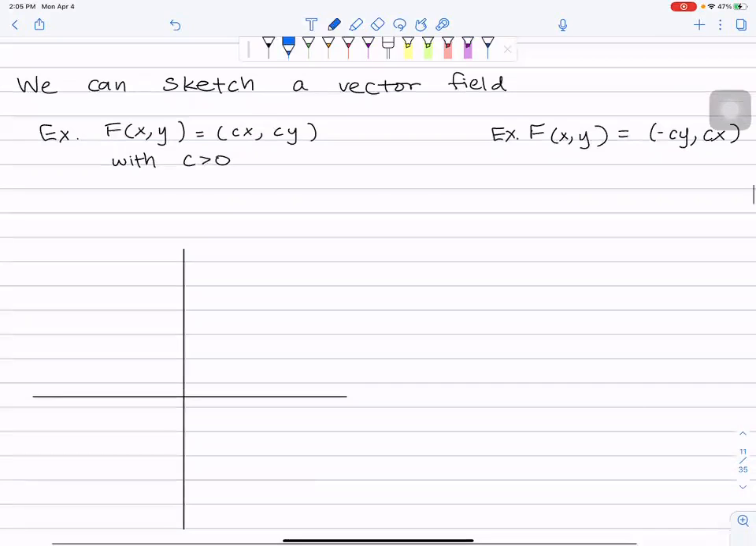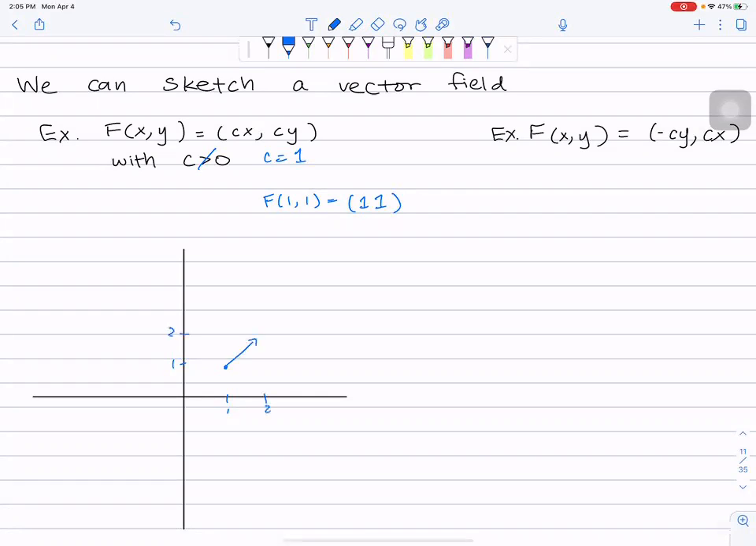So imagine that we're trying to find what the vector is at some point 1, 1. This is 1, 1. So we would plug in 1, 1 to f, and we get c times 1, 1. Pretend c is 2 for now. Actually, let's pretend it's 1. So we get 1, 1. So that's a vector that looks like that.